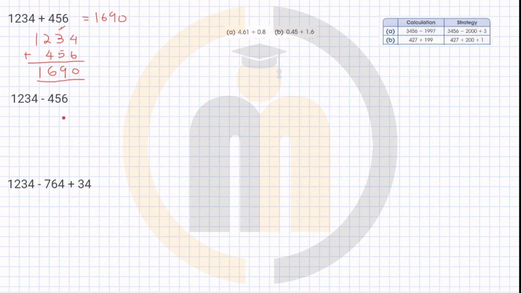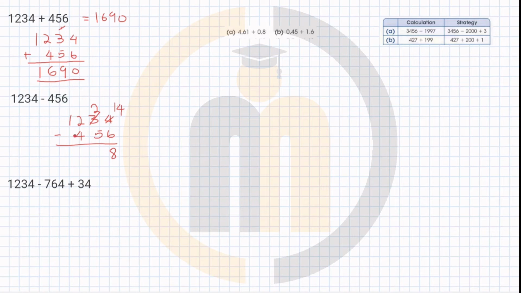Alright? Now similarly, we have 134 minus 456, so we could do the same thing. Typically if you see a small number minus a big number, we will have to borrow from the number to the left. So we reduce this to 2 and we give 10 to the 4, which becomes 14. So 14 minus 6 would give us 8.